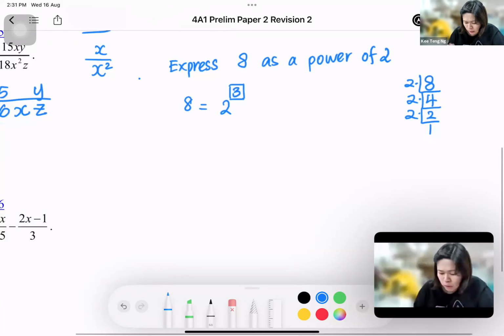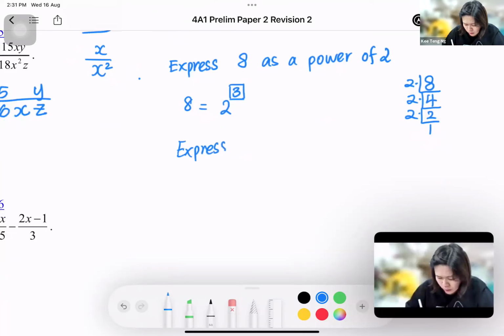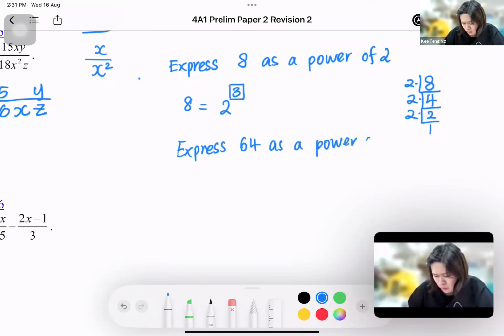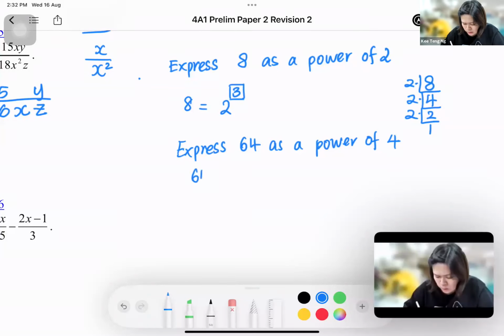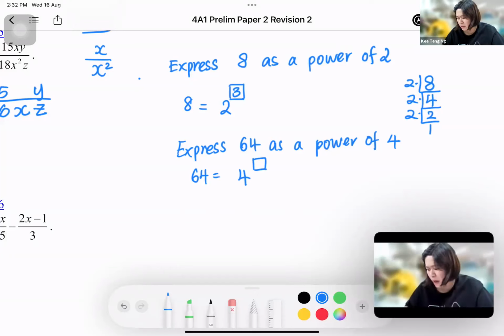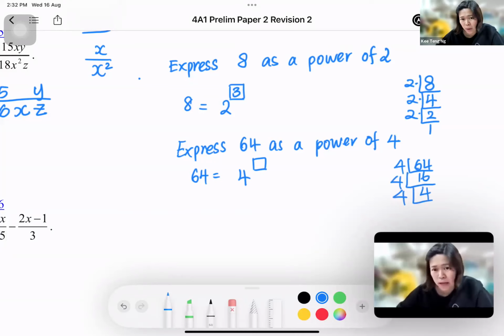If I do another question, express 64 as a power of 4, for example. What does this mean? This means I want 64 as 4 to the power of something. I take 64, divide by 4, divide by 4, divide by 4. Then 64 is 4 to the power of how many?